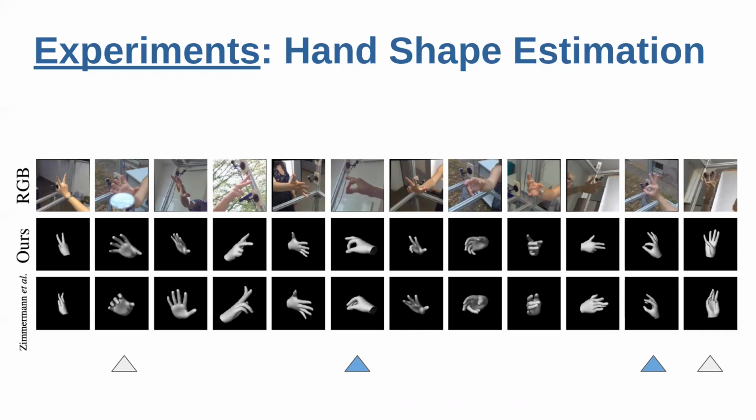Qualitatively comparing our results to Zimmermann et al., we can see that the differences are sometimes visually subtle, but generally hand articulation is captured more accurately. We can see this in the general hand shape, here as well as here, and the position of the small fingers, which are improved here as well as here, for example.